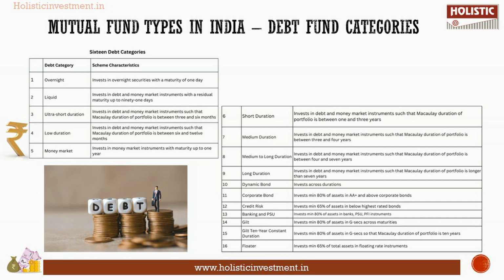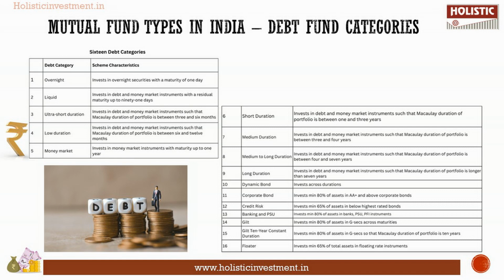Short duration funds invest in debt and money market funds with a maturity between 1 and 3 years. Medium duration funds invest in debt and money market funds with a maturity between 3 and 4 years. Medium to long duration funds invest in debt and money market funds with a maturity between 4 and 7 years. Long duration funds invest in debt and money market funds with a maturity longer than 7 years. Dynamic bond funds invest across duration.